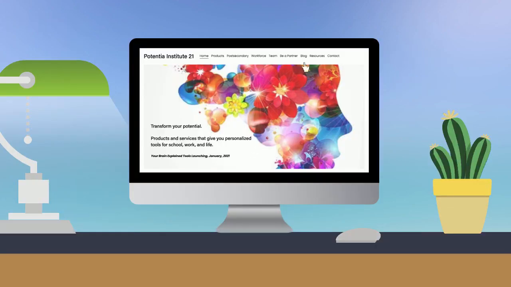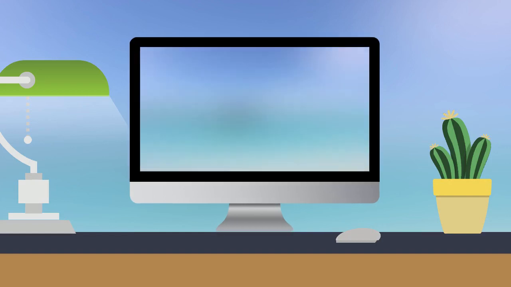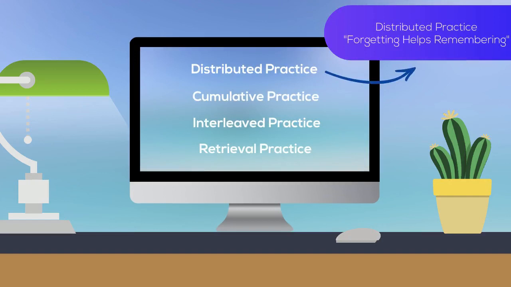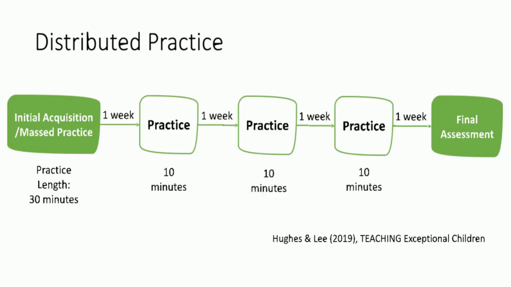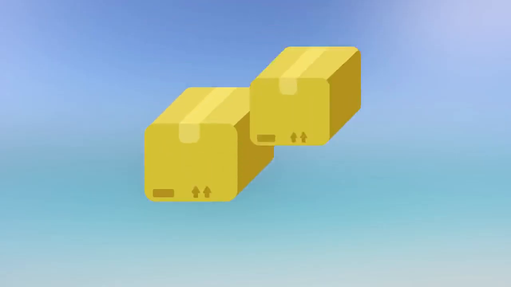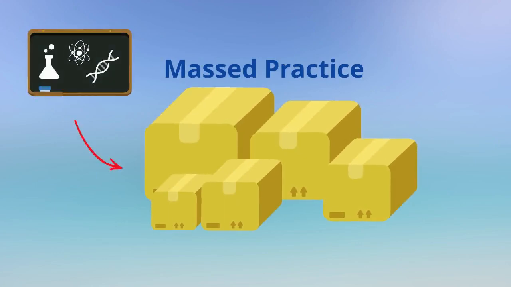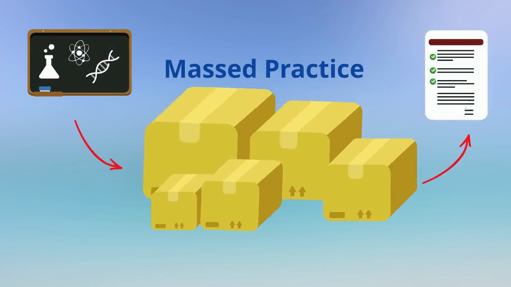In my last entry, I briefly introduced 4 effective practice strategies. The first one, and the topic of this entry, is distributed practice. Distributed practice is the process of completing shorter practice sessions that are spaced out over time. This is in contrast to the often used strategy of massed practice, where content is practiced in one large session either immediately after learning a skill or right before an exam.